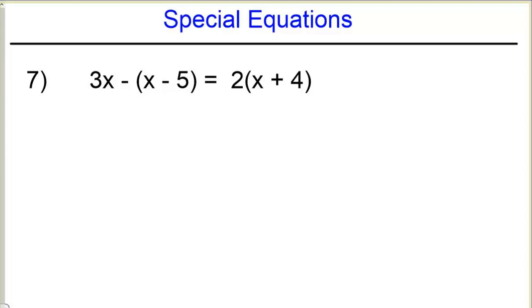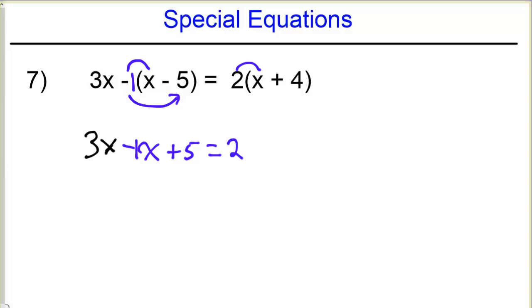On the left-hand side, I'm going to bring the 3x down because I don't have anything to combine with yet. Now what you may want to do out in front of this parenthesis is put a 1 there, because what you're really going to do is distribute a negative 1 here, which will give you a negative x, or negative 1x. And you're going to distribute the negative 1 here to the negative 5, which will give you a positive 5 equals, and I'm going to go ahead and distribute the 2 on this side at the same time. 2x, and then 2 times the 4 will give me 8.